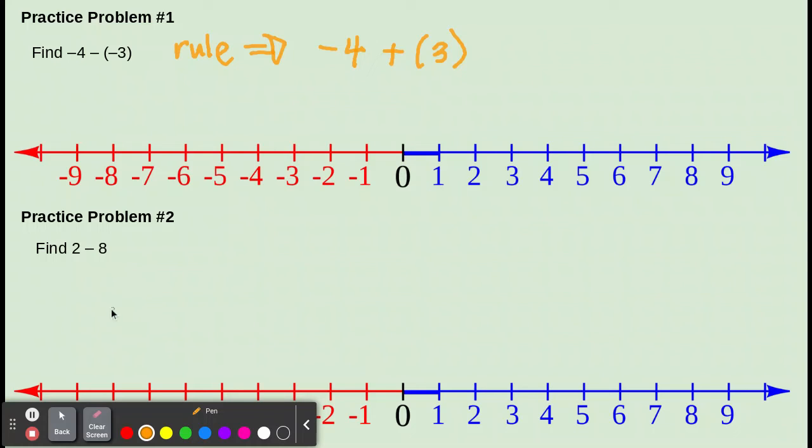On practice problem number 2, this one we might want to rewrite it so we can apply the rule. That means we're going to rewrite it to be 2 minus a positive 8. Now we're going to apply the rule, and that means we do keep, change, switch. It's no longer a positive 8, now it's a negative 8. And we can now use our number line, good guys, bad guys, or absolute values to add those 2 integers.